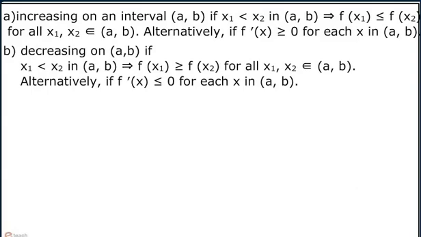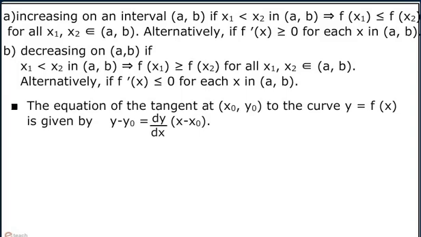f is decreasing on (a, b) if x1 < x2 in (a, b) implies f(x1) ≥ f(x2) for all x1, x2 belonging to (a, b). Alternatively, if f'(x) ≤ 0 for each x in the open interval (a, b).